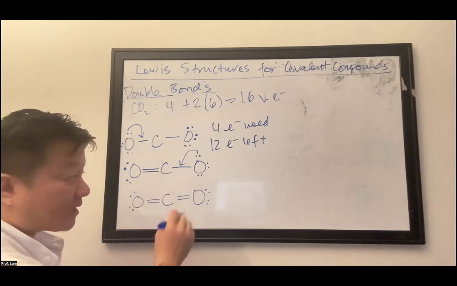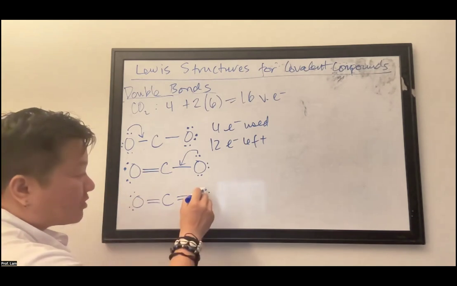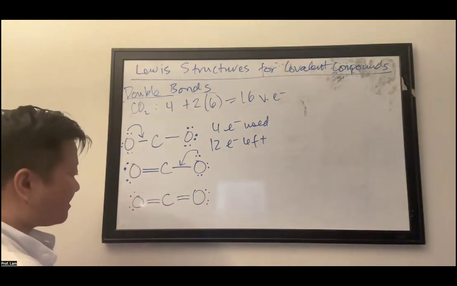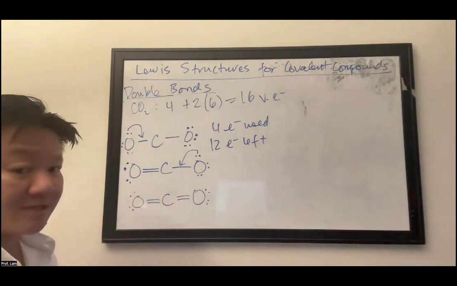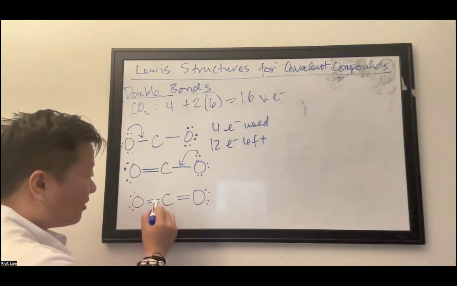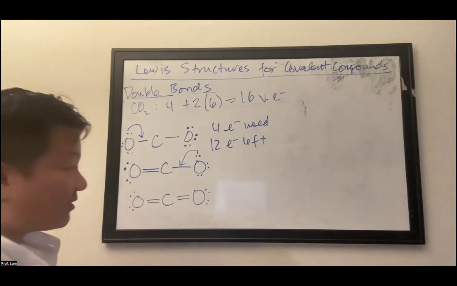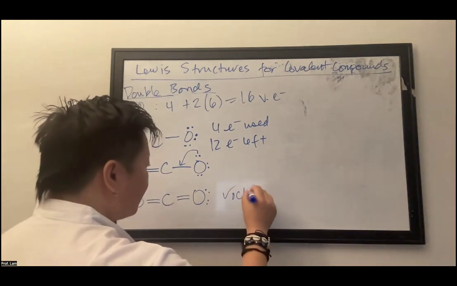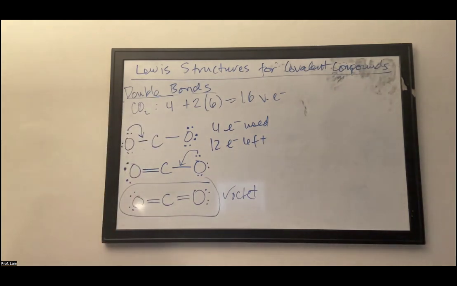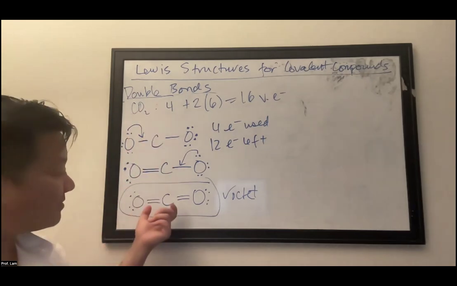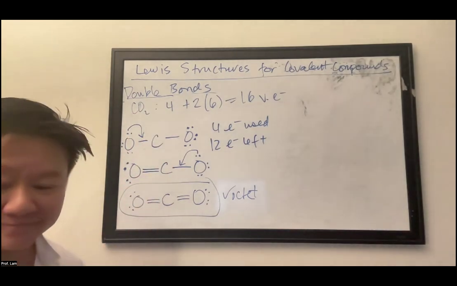All right, so now check again for your octet. Oxygen 2, 4, 6, 8 still has octet. This oxygen 2, 4, 6, 8 still has octet. Carbon, let's see, 2, 4, 6, 8. Carbon is now good. Check octet and circle your answer. So that's CO2. Now you can see this structure has a double bond.